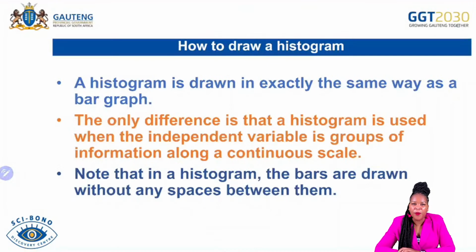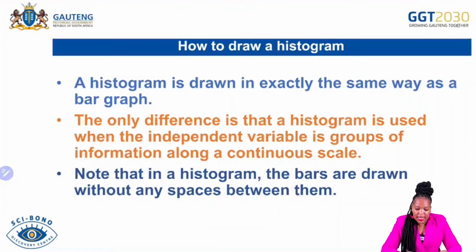How do you draw a histogram? A histogram is drawn exactly the same way as a bar graph. However, there's a difference. The only difference is that the histogram is used when the independent variable is groups of information along a continuous scale. I will show you what a continuous scale is. But then the independent variables will be grouped.